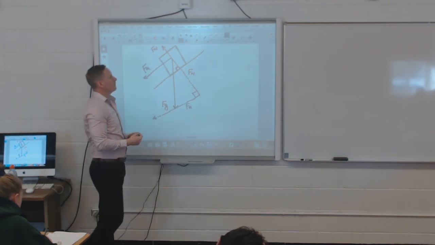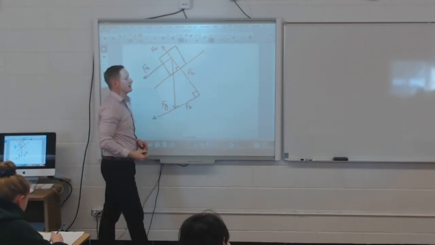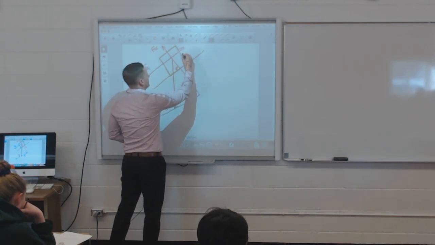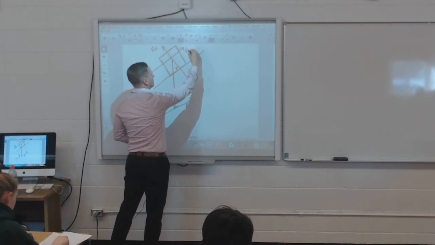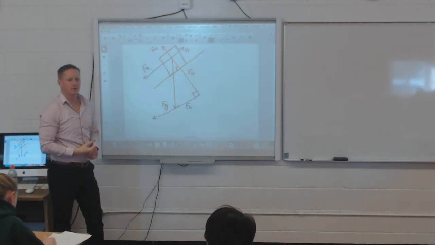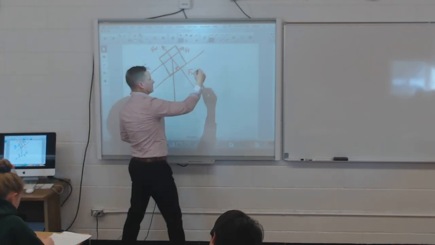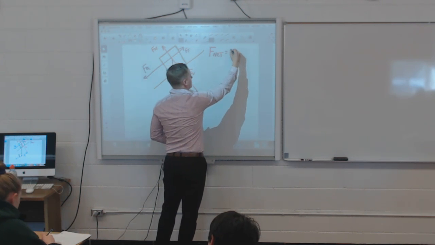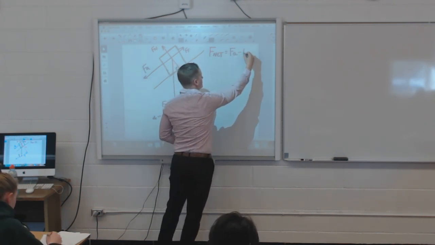What's the last force that I don't have added onto here yet? Friction. Friction. If there is friction in the question, it would be directly against the motion, which is against your applied force. So your net force is equal to your applied force minus your force of friction.